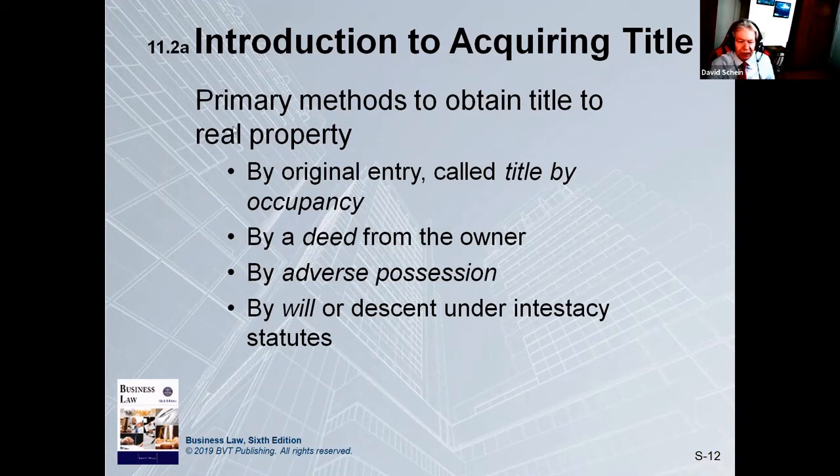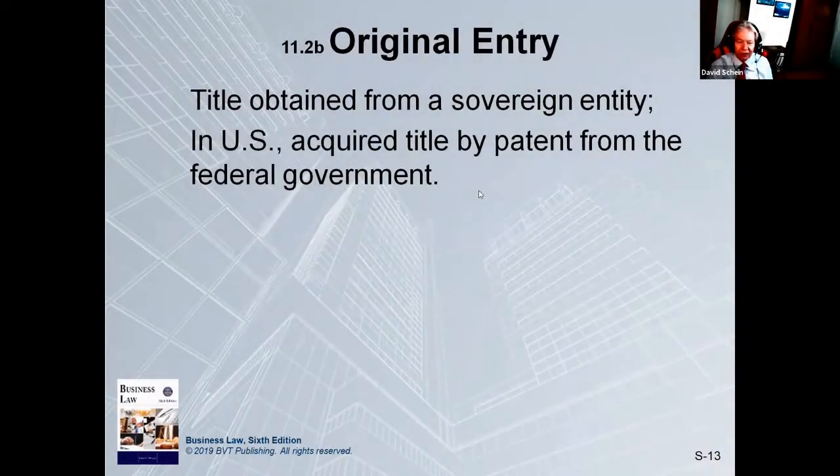So that was a title by occupancy, and you did have to live on the property in order to complete the ownership of that property. So how do we get there on the original part? Well, you get it from the United States. So if you get it directly from the government, that's what they mean by original entry.